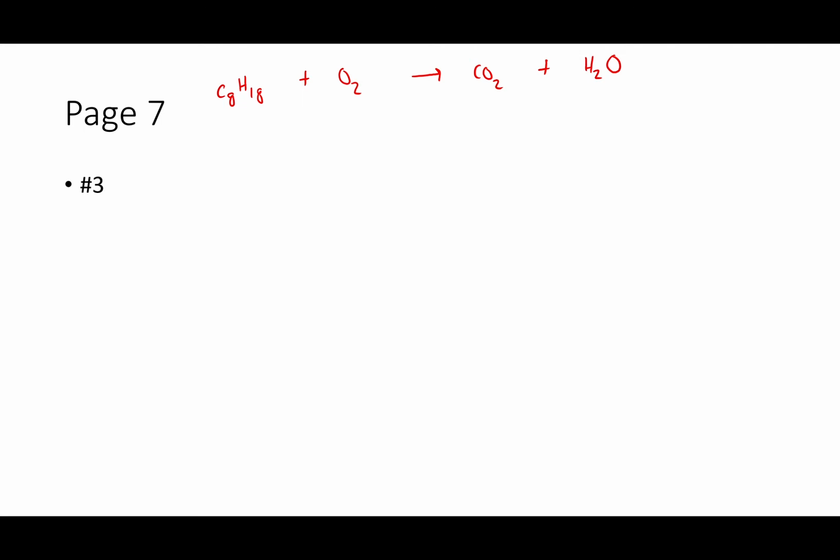If you are resuming, that means you've tried to balance your equation. So that is 2C8H18 plus 25 O2 gives me 16 CO2 and 18 H2O. So do not be afraid of those big coefficients.